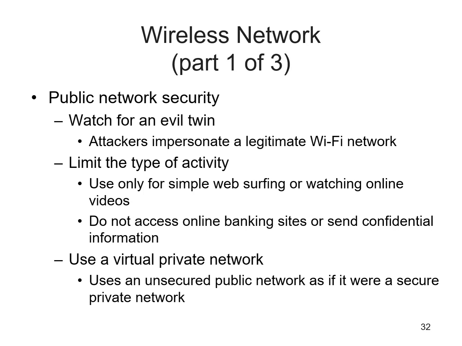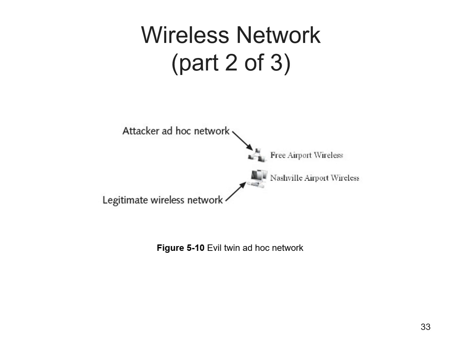Use a virtual private network. As I told you, if you have a VPN installed on your mobile phone and you really need to use any sensitive websites which might have confidential information about you or your organization, always use a VPN connection so that it can further encrypt the transmission of the data between you and the router. It uses an unsecure public network as if it was a secure private network.